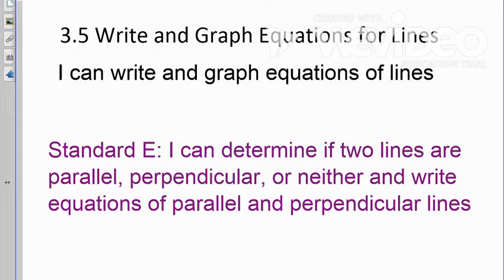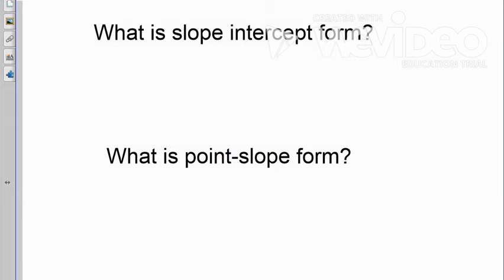All right. So in section 3.5, we're going to go back to writing and graphing equations for lines. All right. Our learning target is I can write and graph equations of lines. You should all already be proficient, if not advanced at this, you guys. Okay. So again, this is looking at those standard E ICANs in determining if lines are parallel, perpendicular, or neither, and also being able to write equations for those lines. Okay, so this is going back to some graphing stuff.